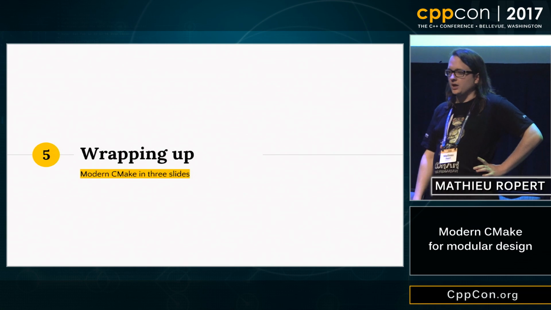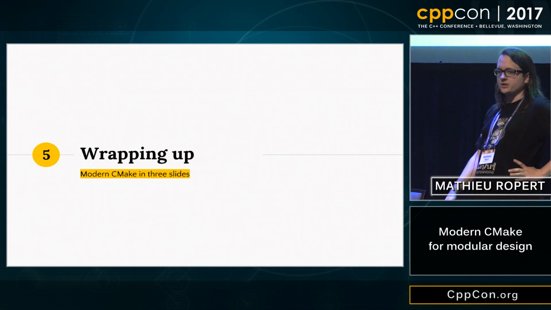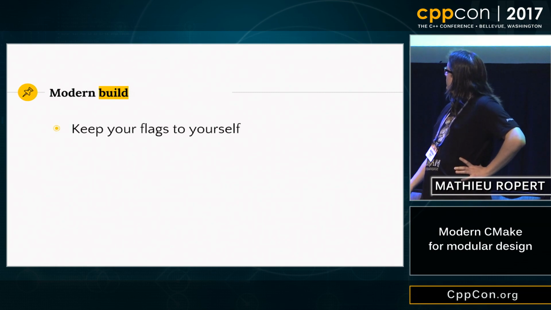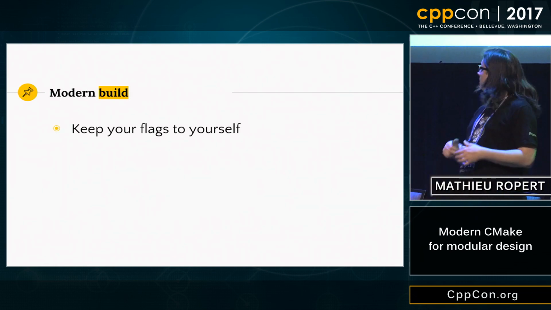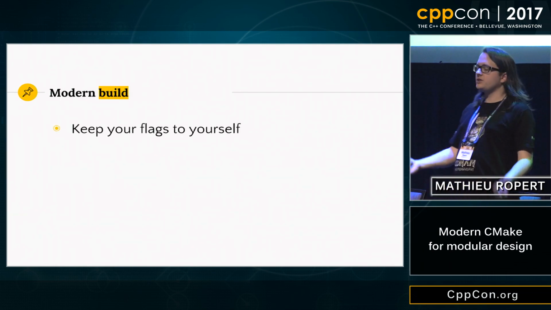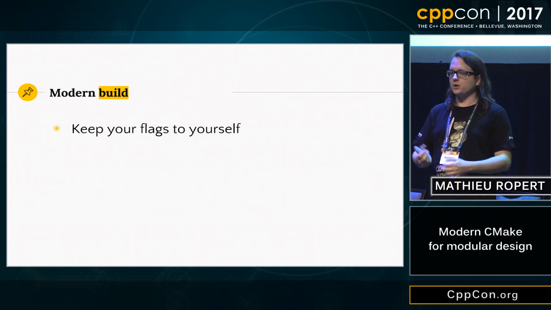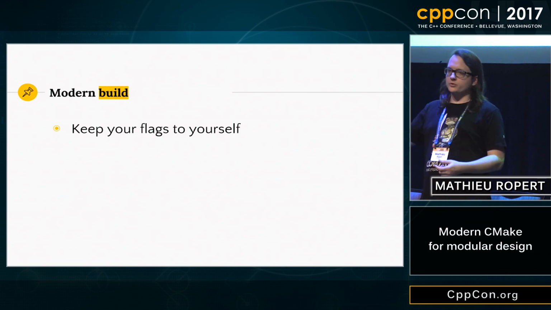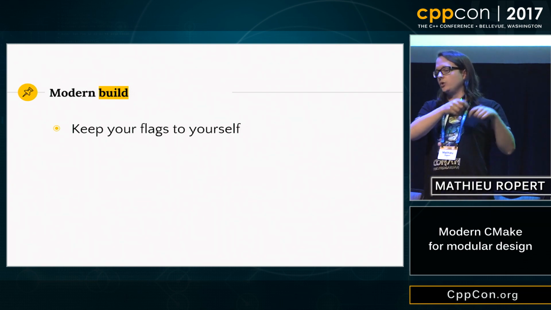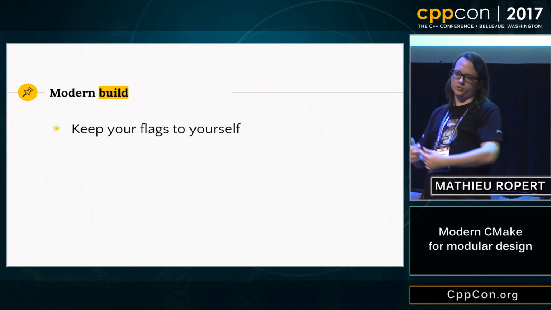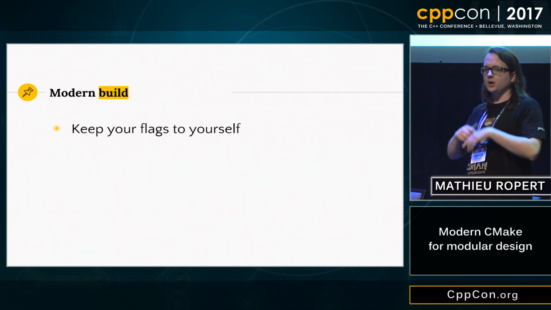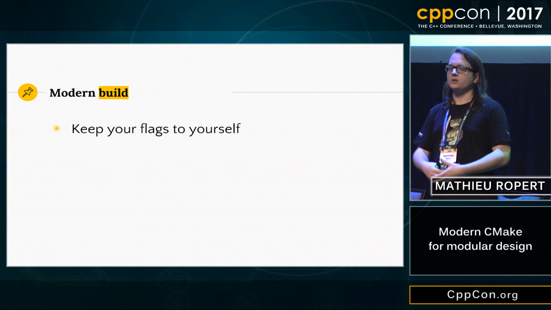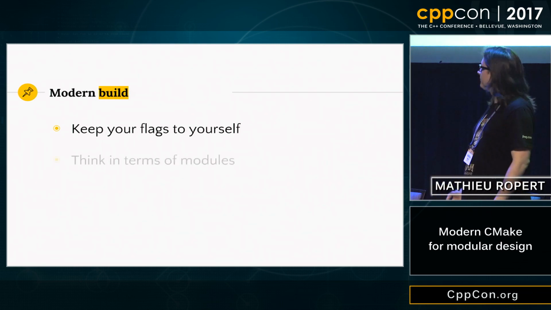All right. So to summarize a bit what we've seen today together. First things, what's modern build? Modern build is about keeping your flags to yourself. Do not try to expose your flags in the code of the others. Do not look at the code of the others to try to get their flags. Just keep that to yourself. It's your private bit. It's your problem. CMake will handle the rest.